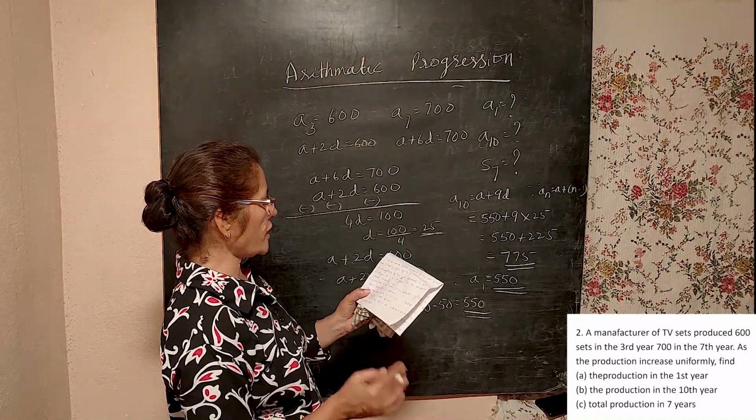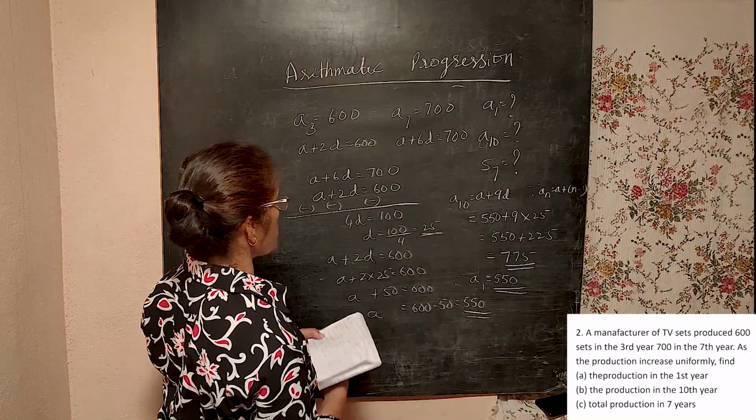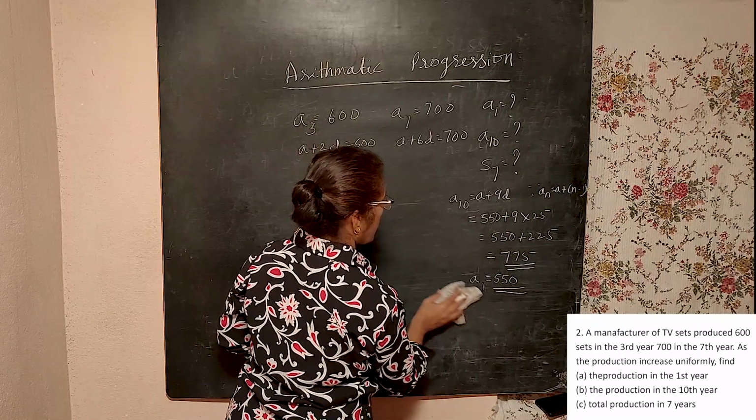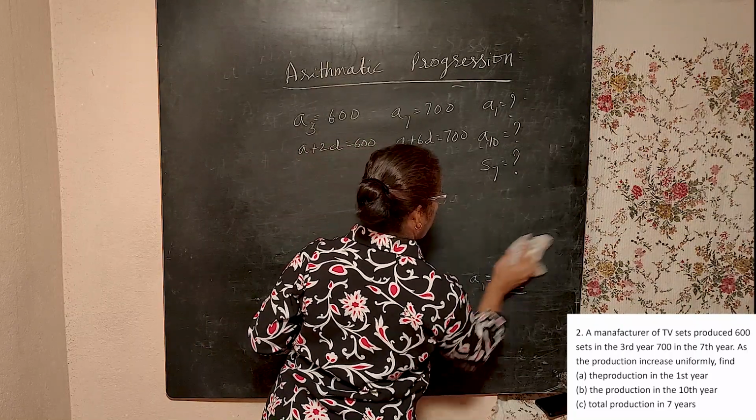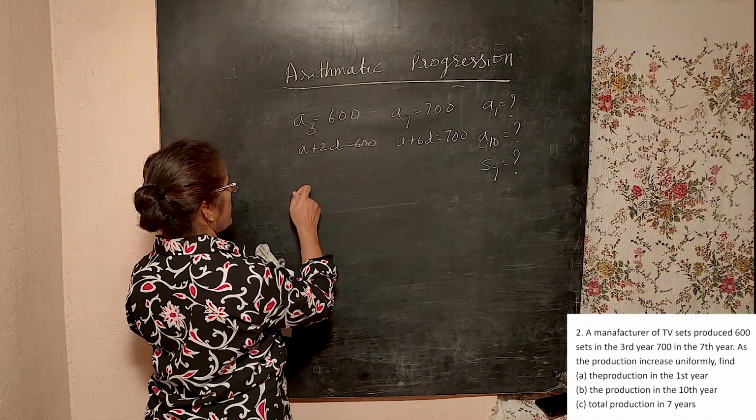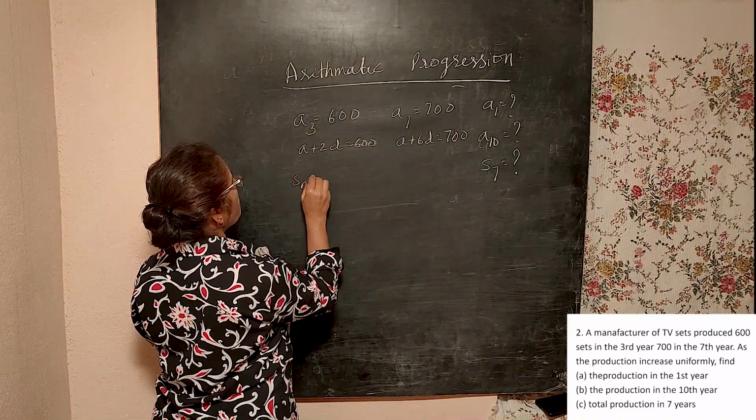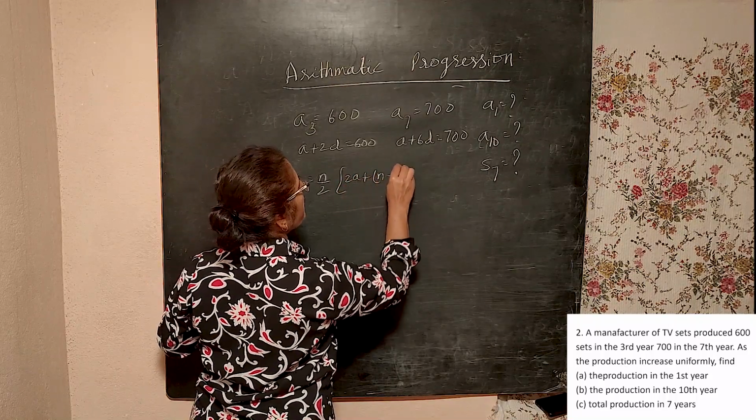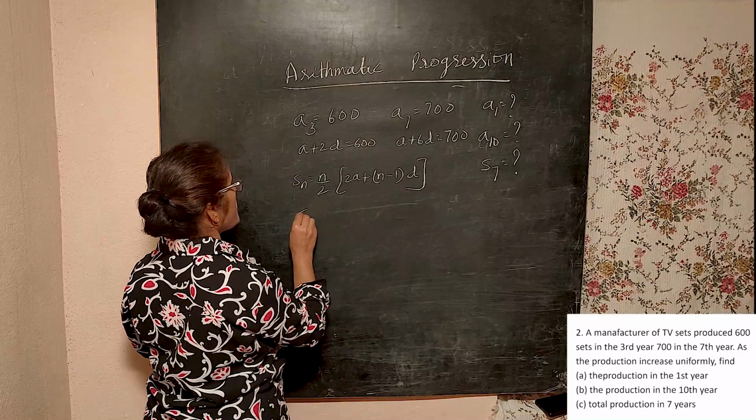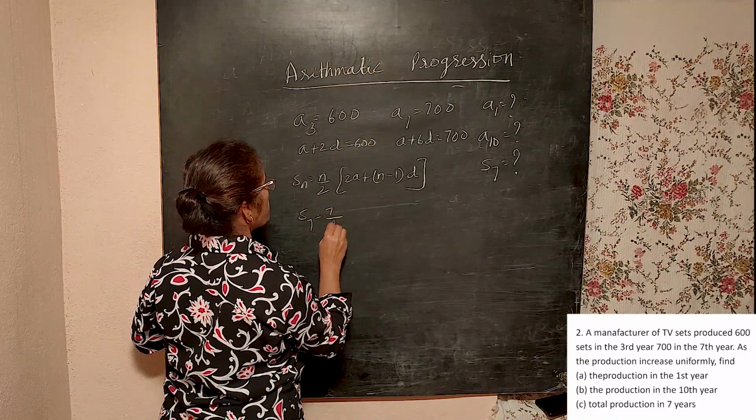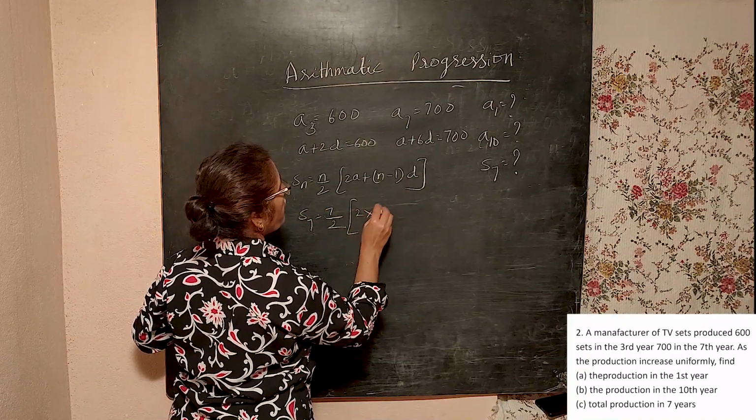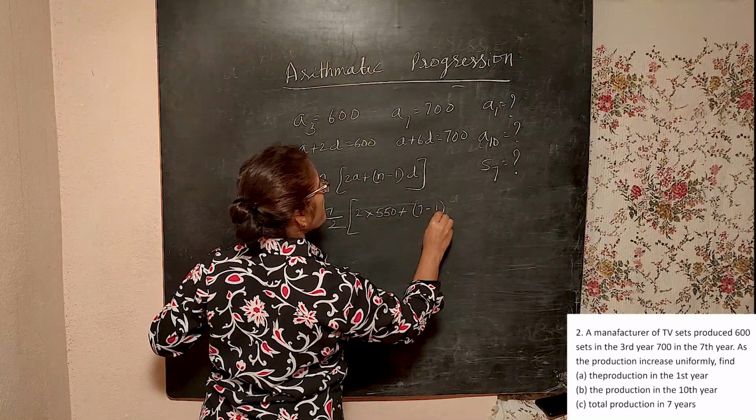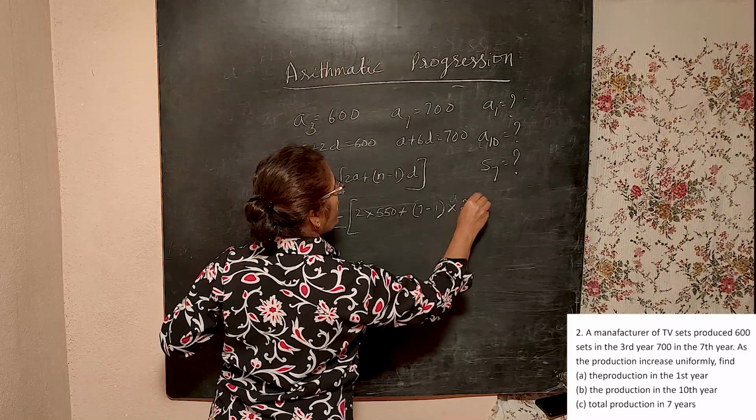Now the next one is total production in 7 years. So S7, you know the formula. Sn is equal to n by 2 into 2a plus n minus 1 into d. So S7 is equal to 7 by 2 into 2 into a, which we got as 550, plus 7 minus 1 into d, which is 25.